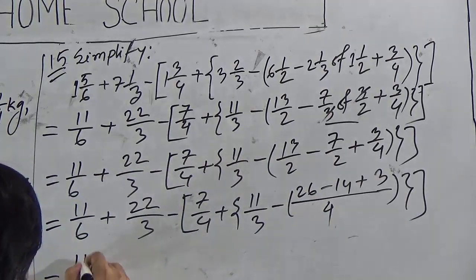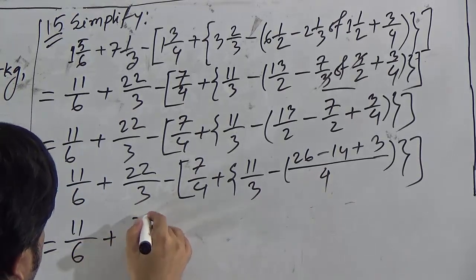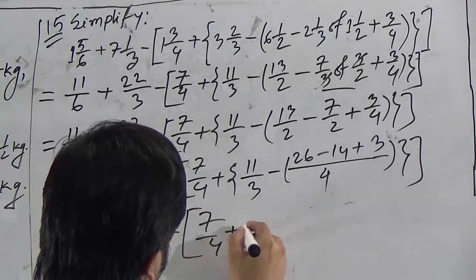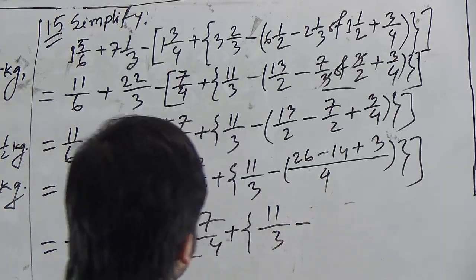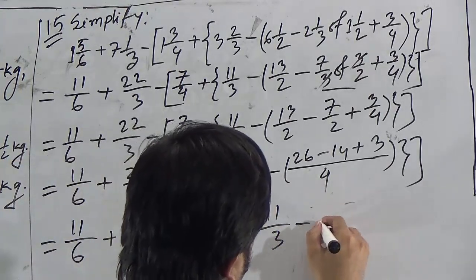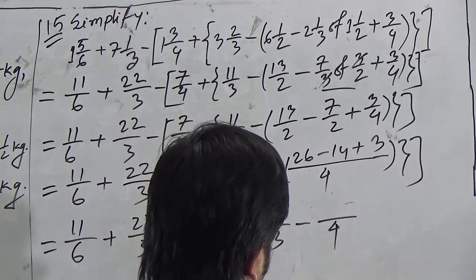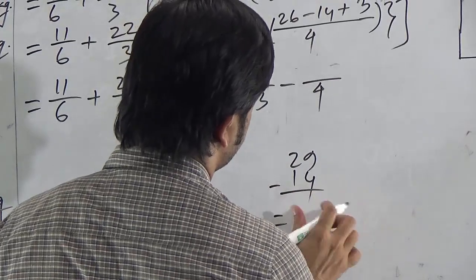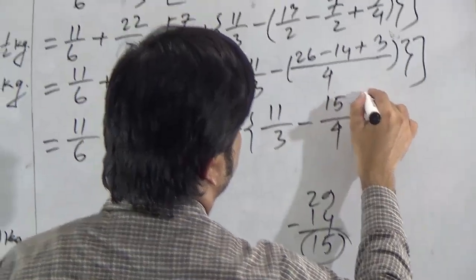Dear students, now the first bracket will be removed, as we will get only one fraction from this. Now what will we get? Only one fraction, 4 here. Here 26 is positive, 3 is positive. If we add, that will be 29. Subtract 14. This will be 15. So here will be 15. Now the second bracket and third bracket remain.